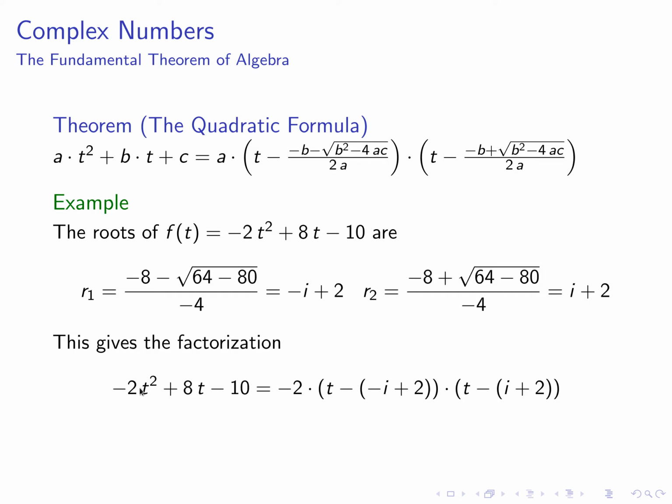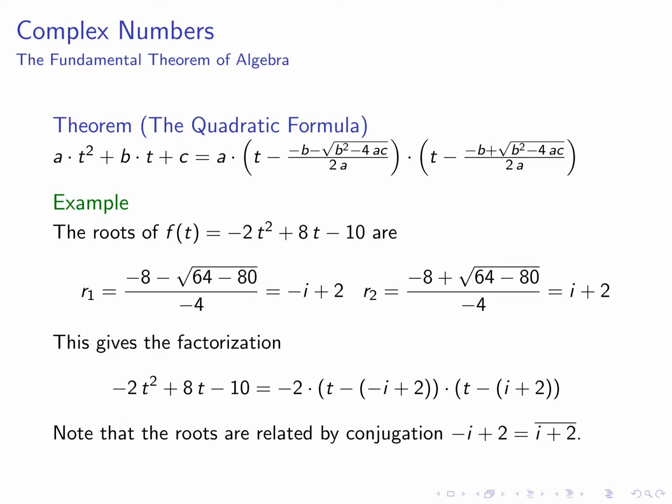Our polynomial was negative 2 times t squared plus 8 times t minus 10. Our previous theorem says this quadratic factors as the leading coefficient negative 2 multiplied by the product of t minus each one of the 2 roots.